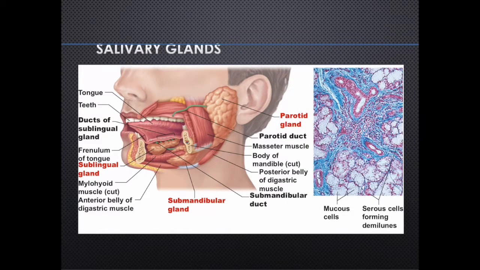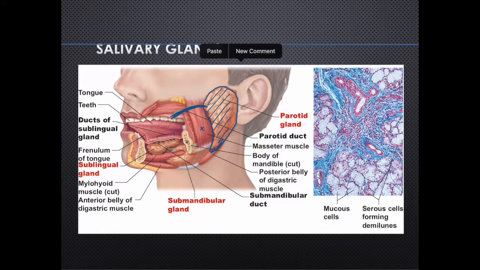If you notice on here, we have three sets of salivary glands. The first one is going to be the parotid gland. If you notice on here, the parotid gland is going to be located superficial to the masseter. It's going to be conducting the saliva through the duct on here. This is the parotid gland duct. It will be releasing its secretions to the roof of the mouth.